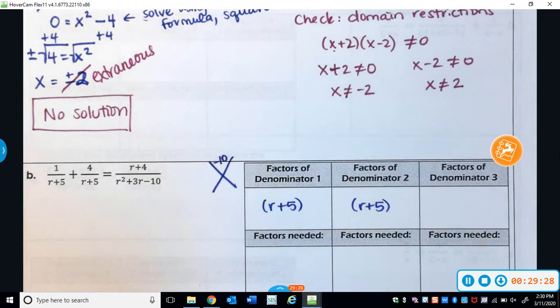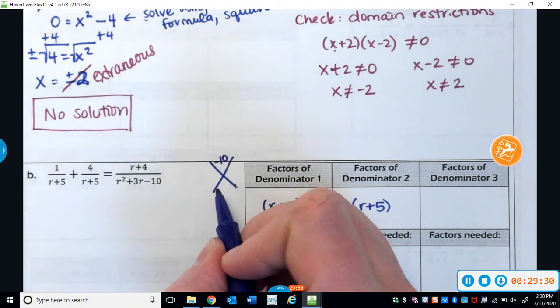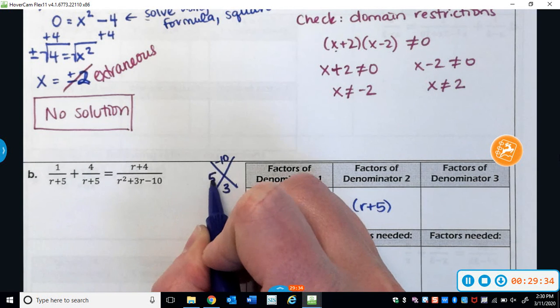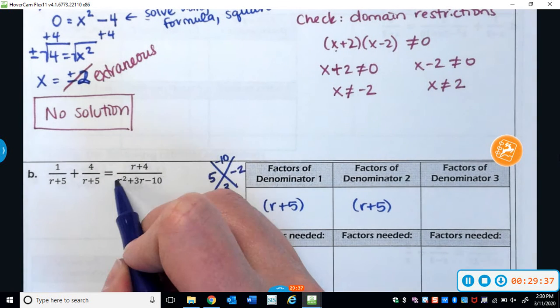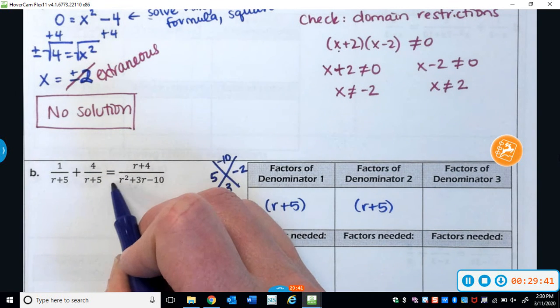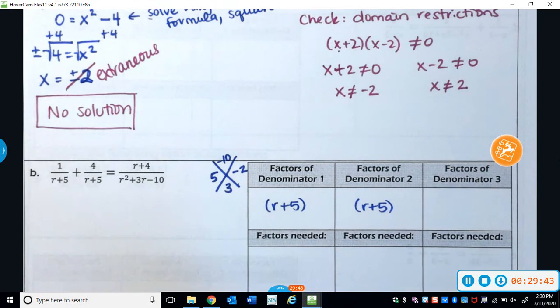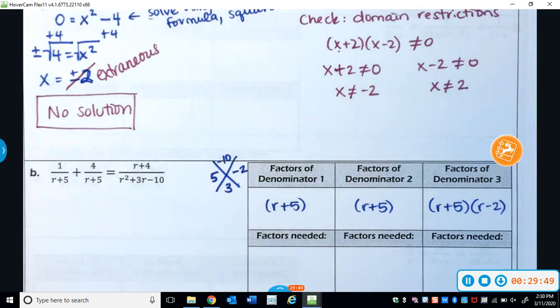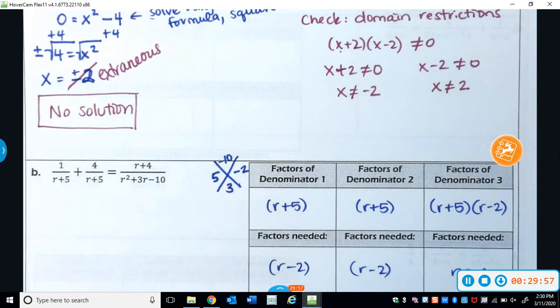So I'm looking for 2 things that multiply to give me negative 10 but add up to 3, and those are going to be 5 and negative 2. Since this has a leading coefficient of 1, those are my factors, but if it was more than 1, I'd have to do the box or grouping afterwards to figure out how that coefficient splits between the 2 factors. But this one is just r plus 5 and r minus 2. So I can see they all have an r plus 5 in common, but these two are missing that r minus 2, and this is missing nothing.